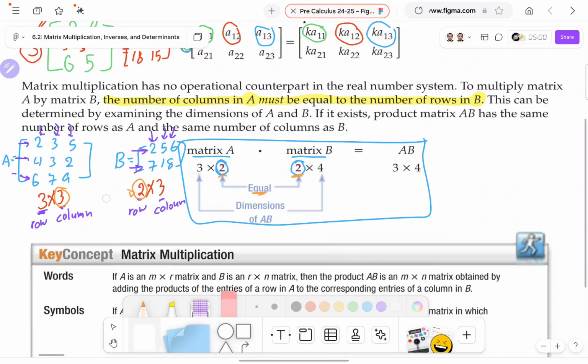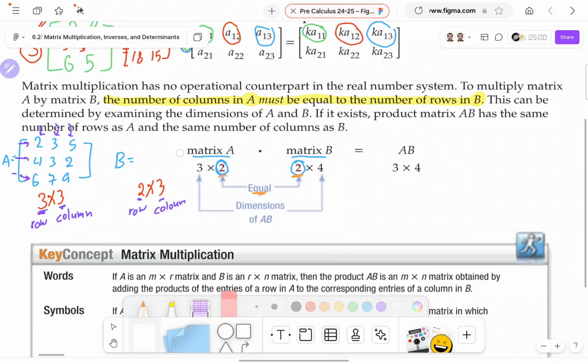If I change matrix B, let's change matrix B and write, for example, matrix B as 5, 2, 3, 1, 0, 9. Now, what is the new dimension for matrix B? The dimension of matrix B is 3 times 2. Now, check this out. Here is a 3, and here also is a 3.